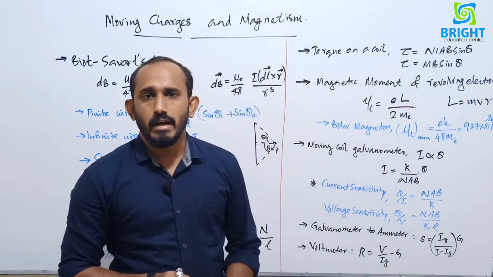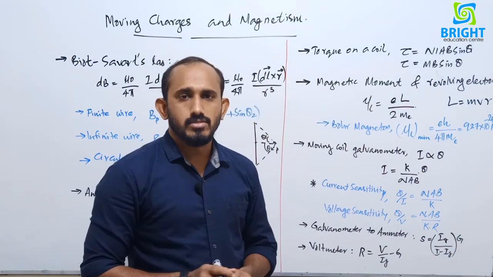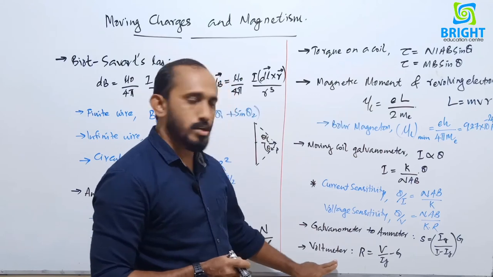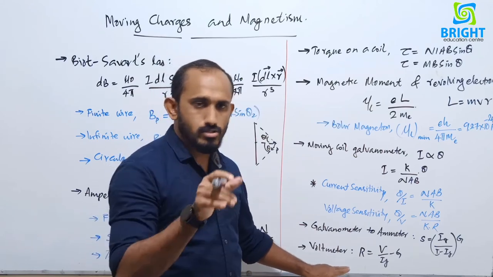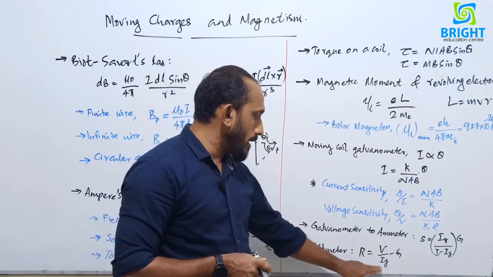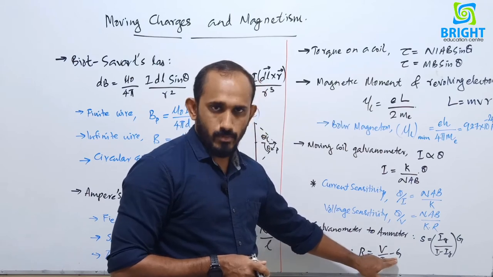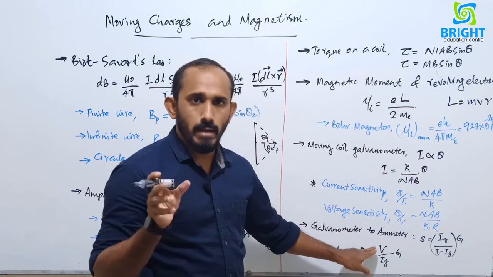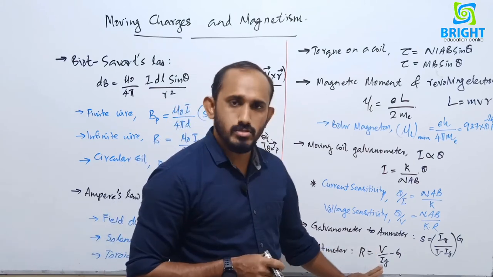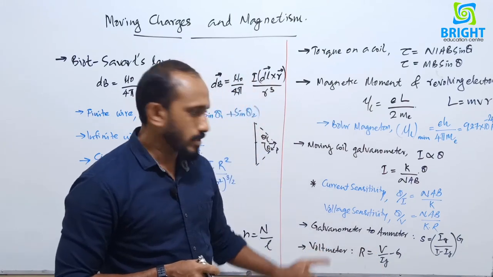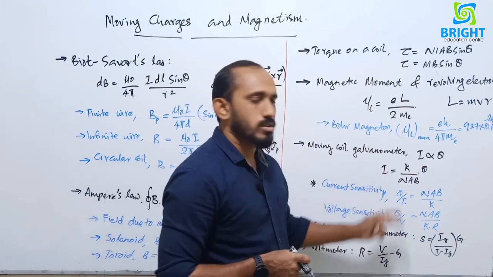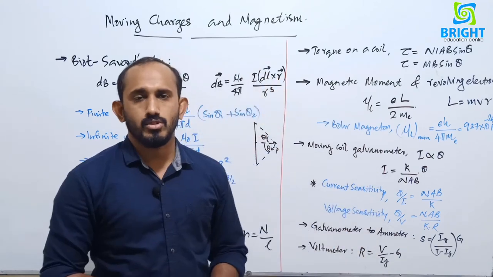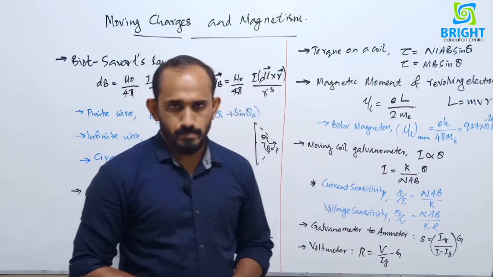And if you connect a heavy resistance in series with the galvanometer, it will become a voltmeter. The value of resistance to be connected is R equal to V by Ig minus G, where G is the galvanometer resistance, V is the maximum voltage you want to measure, and Ig is the current through the galvanometer. So these equations give you the concept of conversion of a galvanometer into an ammeter and a voltmeter.